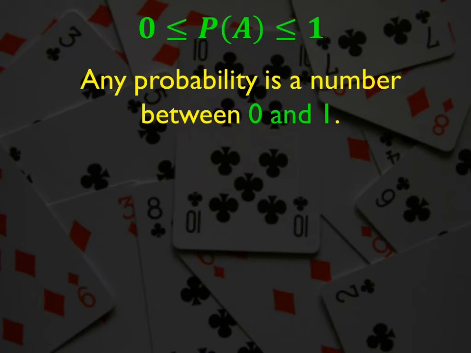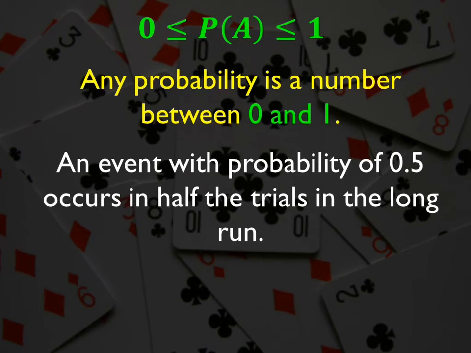So first rule. Any probability is a number between 0 and 1. So 0 is less than or equal to P(A), which is less than or equal to 1. So an event with a probability of 0.5 occurs in half the trials in the long run.